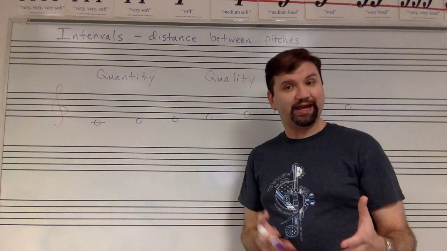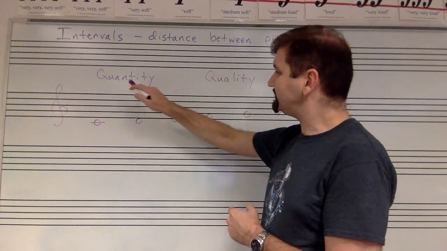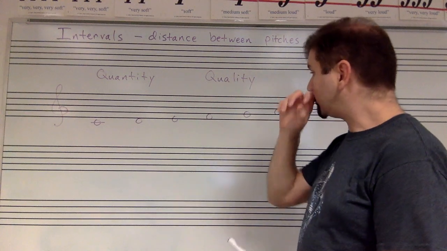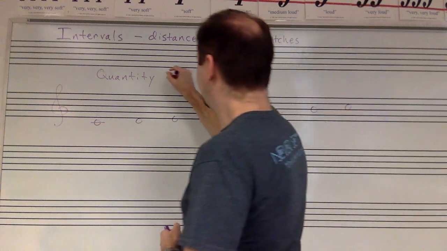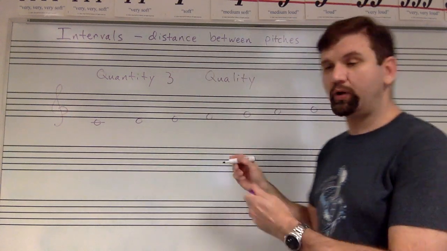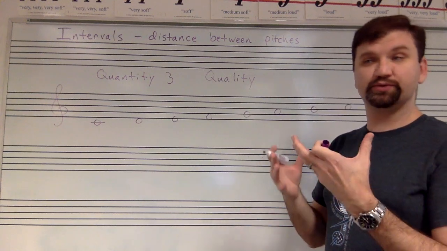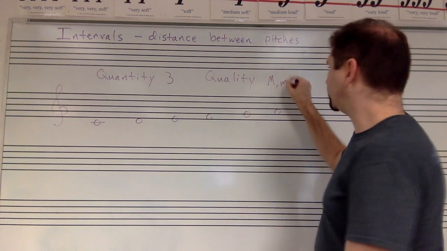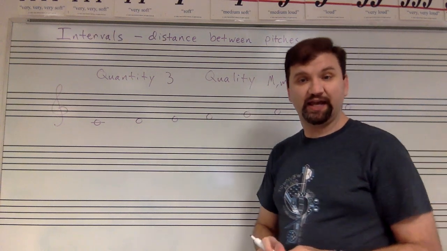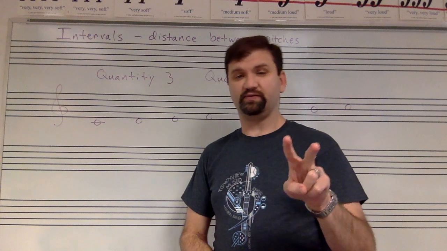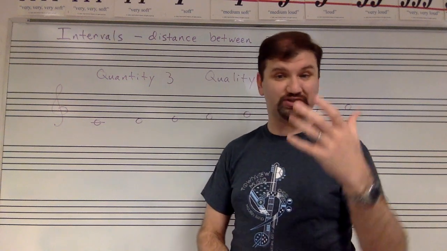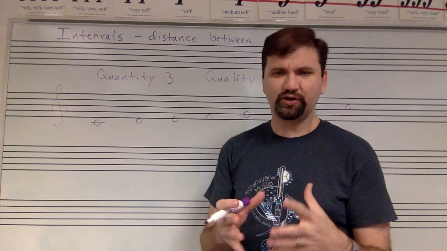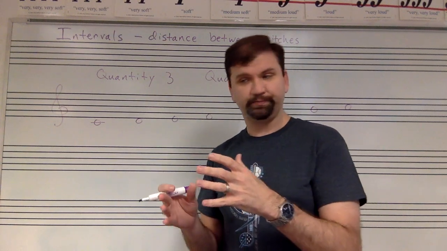When we're measuring and analyzing intervals, we're looking at the quantity and the quality of each of those intervals. The quantity is going to be the number, like a third, and the quality is going to be some sort of tonality, like major or minor. To analyze an interval, you need both pieces of information. You can say it's just a third, or that's a perfect interval or a major interval, but you're not getting the whole picture unless you have both.